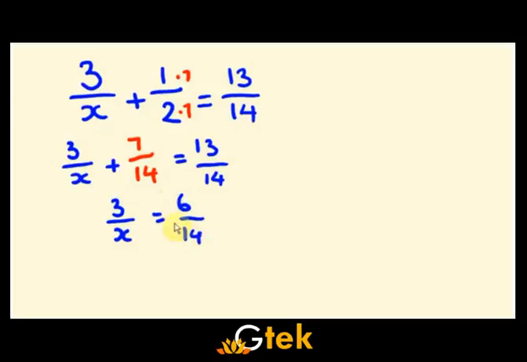Right, now I'm going to cross multiply. 6x is equal to 14 into 3. What is 14 into 3? 14 into 3 is 42. So x is equal to 42 by 6, so x is equal to 7. Right, it's 7.